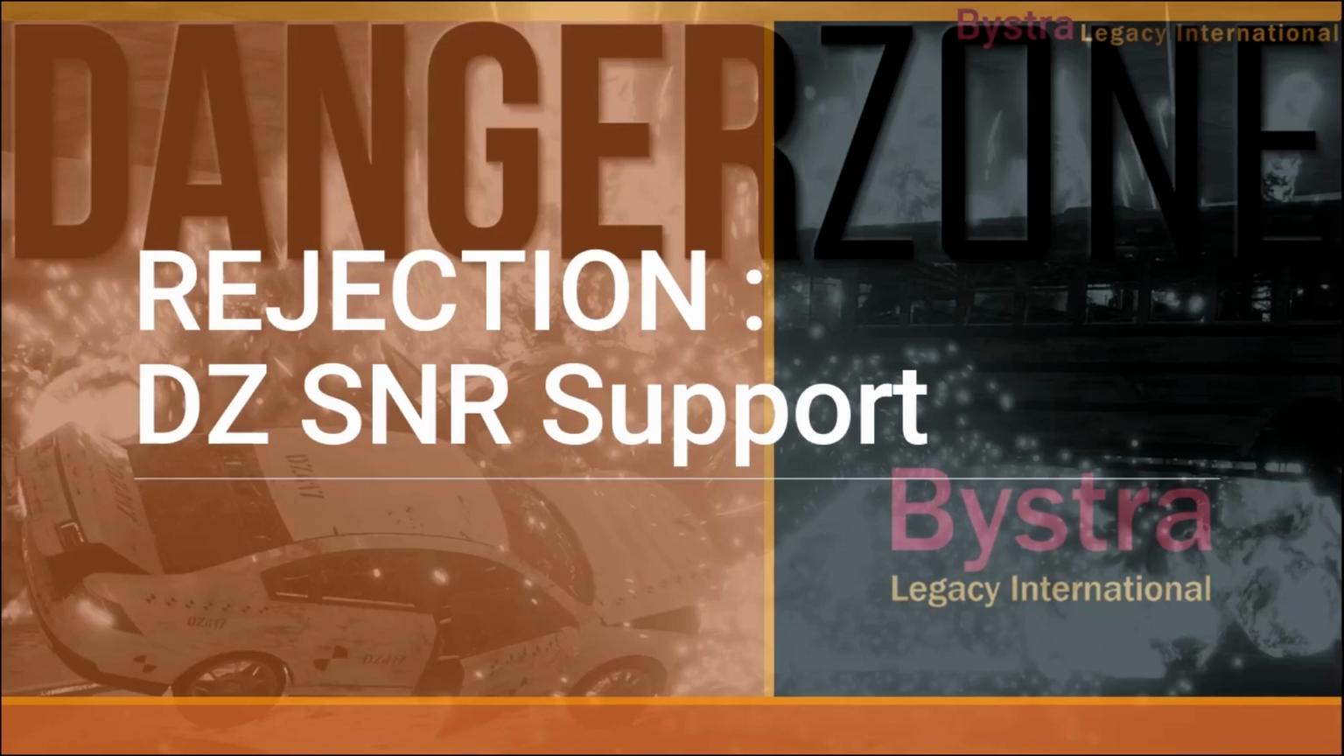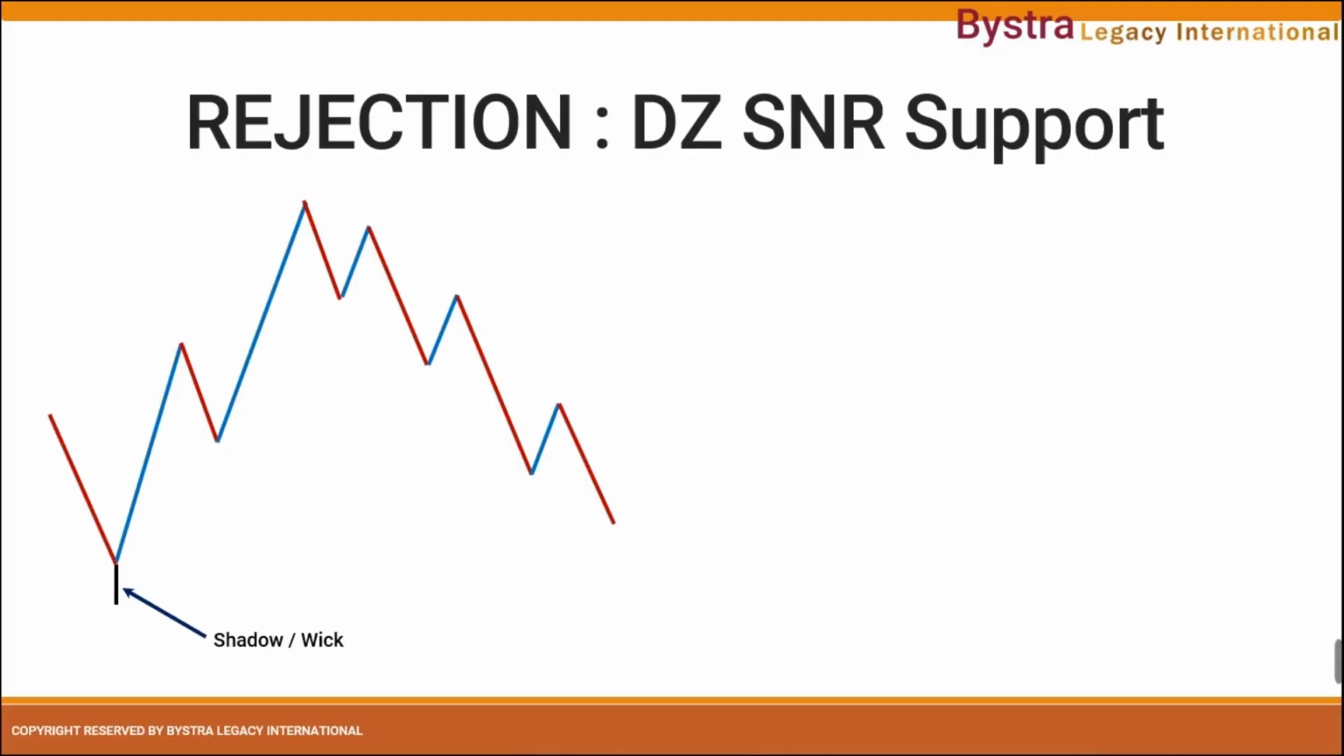Hello traders, we'll be looking at the first SOP of the danger zone SNR, which is the rejection at the support of the danger zone SNR. So let's get started. First, let's look at the SOP of this again.